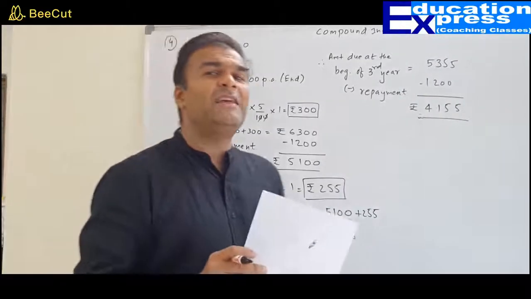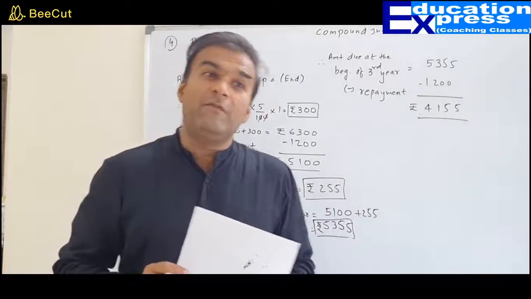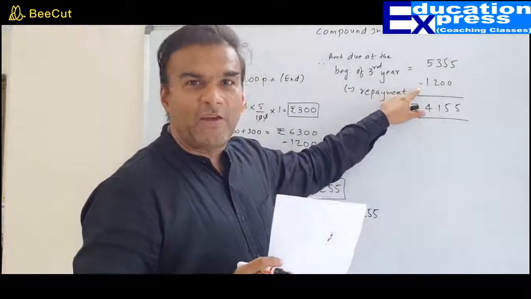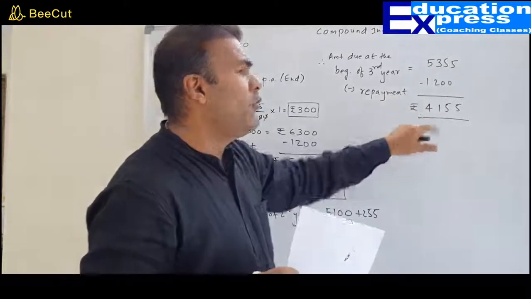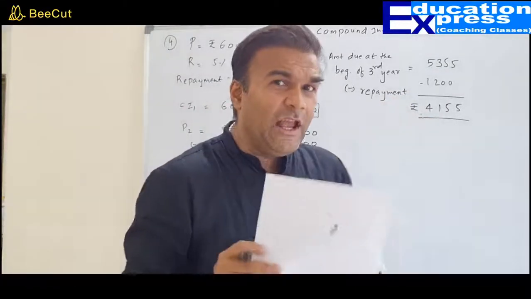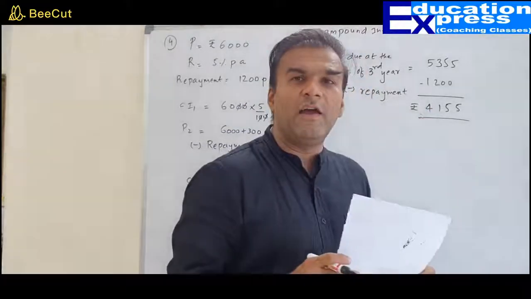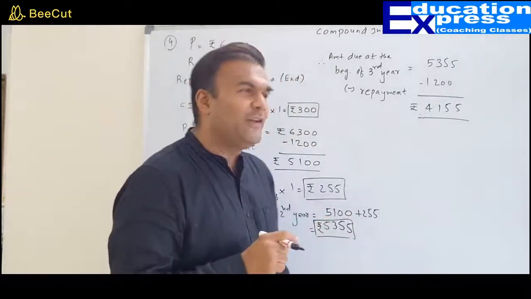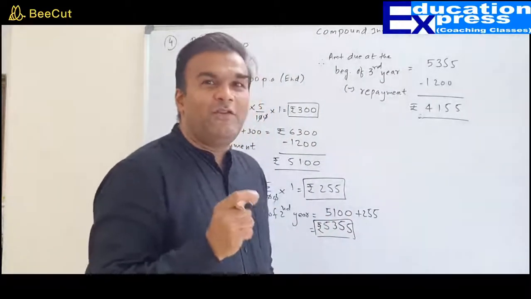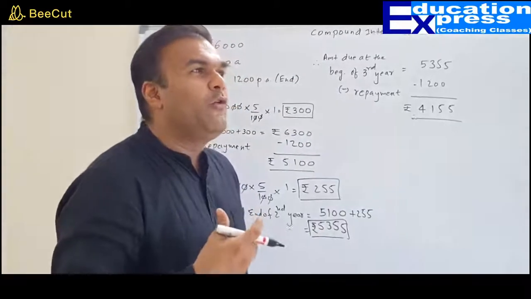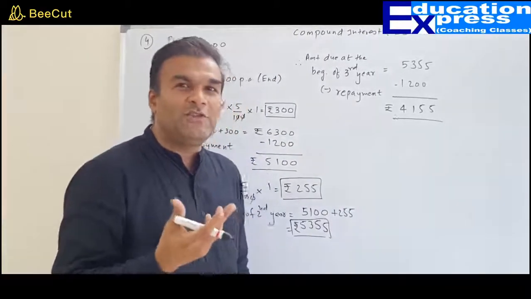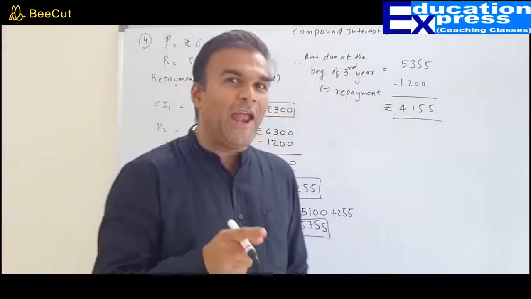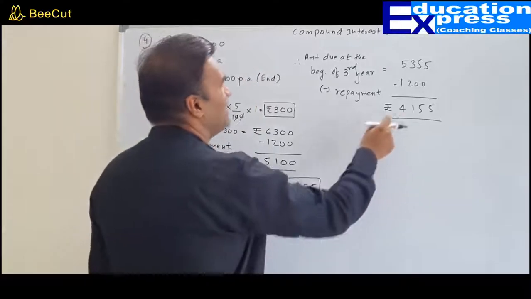But since this guy has promised that every year I will pay 1200 rupees, he is paying 1200 rupees at the end of second year. So at the end of second year, the amount due would be 4155. At the end of second year is same as at the beginning of third year. This is a trick which they had given you. Many people would go and find out for third year also, which is not needed. Because they have asked you beginning of third year, which means end of second year. So this is the final answer.